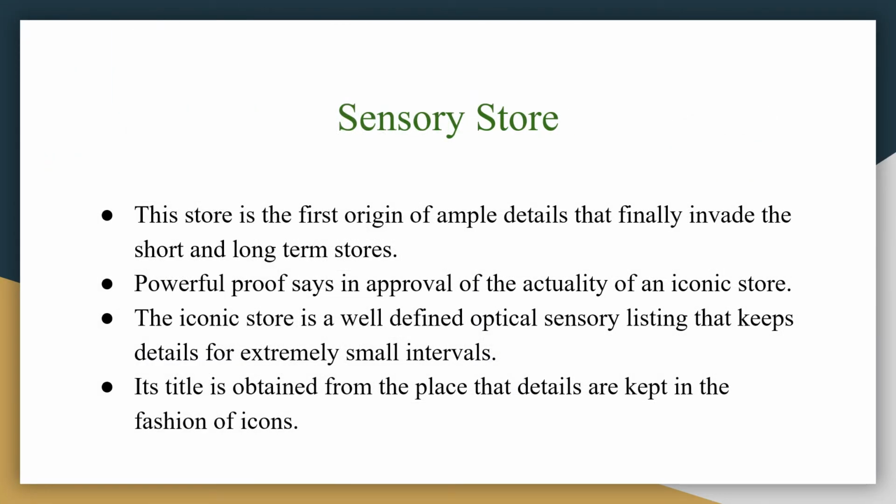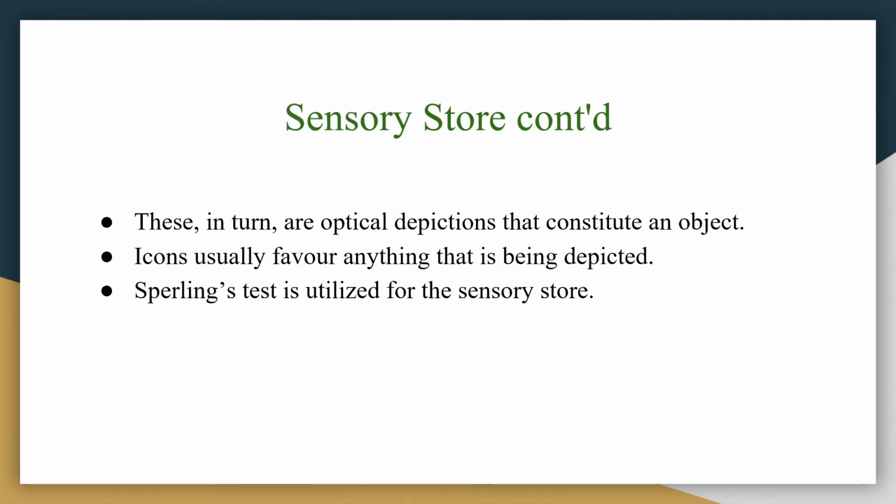Sensory store. This store is the first origin of ample details that finally invade the short and long-term stores. Powerful proof speaks in favor of the existence of an iconic store. The iconic store is a well-defined optical sensory register that keeps details for extremely short intervals. Its title is derived from the way that details are kept in the fashion of icons. These, in turn, are optical depictions that constitute an object. Icons usually resemble anything that is being depicted.